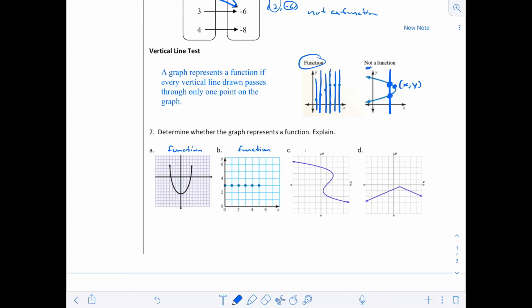In C, there are places where I can draw a vertical line and it only hits the graph once. But remember, I just need to find one vertical line that hits the graph more than once to make it not a function. And in this case, I can draw a vertical line here. It hits the graph 3 different times. This is not a function. And then finally in D, again, every single vertical line I draw is only ever going to hit that graph once. This is a function.